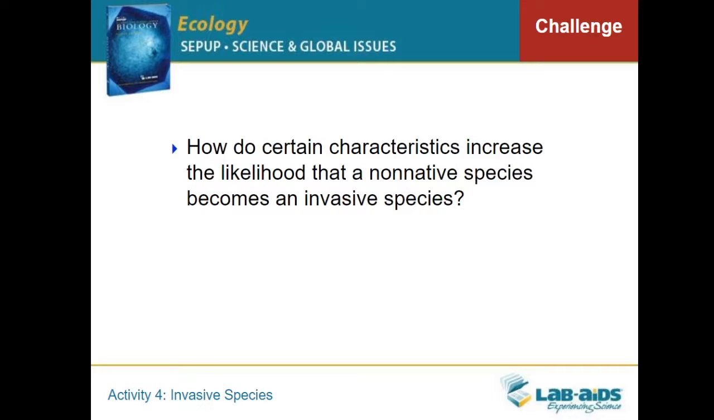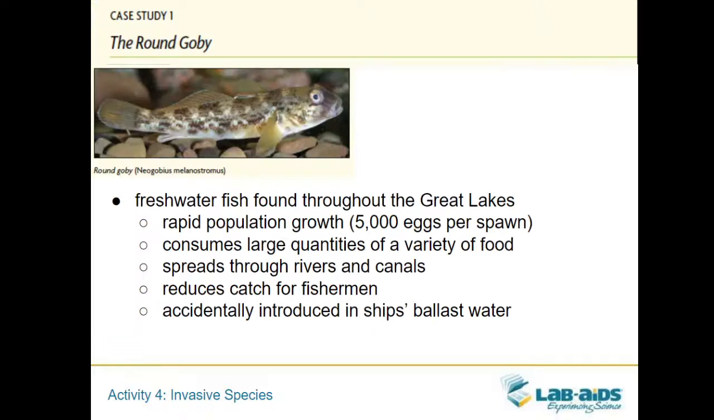So our challenge was how do certain characteristics increase the likelihood that a non-native species becomes an invasive species. We went through and looked at 4 different case studies. We started with the round goby. It's a freshwater fish found throughout the Great Lakes. It has rapid population growth, up to 5,000 eggs per spawn. It consumes large quantities of a variety of food. It spreads through rivers and canals. It reduces catch for the fishermen. And it was accidentally introduced in ships' ballast water. So it's an example of one that wasn't intentionally but was accidentally introduced.